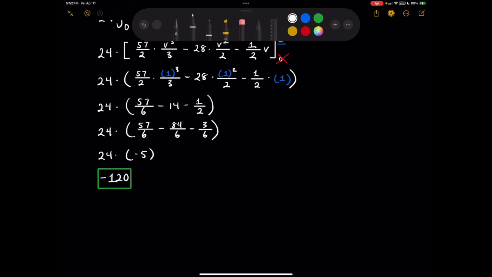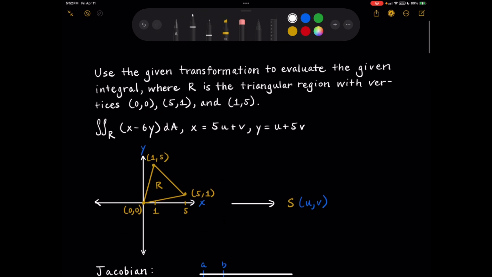Sorry for the last computation. I just stuttered a little bit. But the point is, that was a long problem. There was a lot going on here.